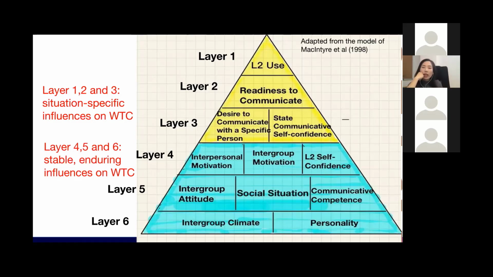So, do we really want to change students' personality? Or can we really change student personality in a single language lesson? Maybe not. So what I'm talking about is layers 4, 5, 6. As language teachers, it's not that easy to change these in a single language lesson. Whereas in layers 1, 2, 3, we can create more space for ourselves or for students to change their level of WTC. So today we're only going to focus on layers 1, 2, 3, okay?